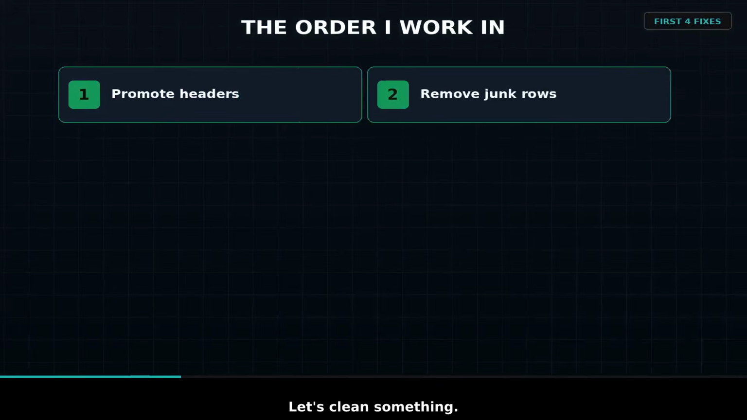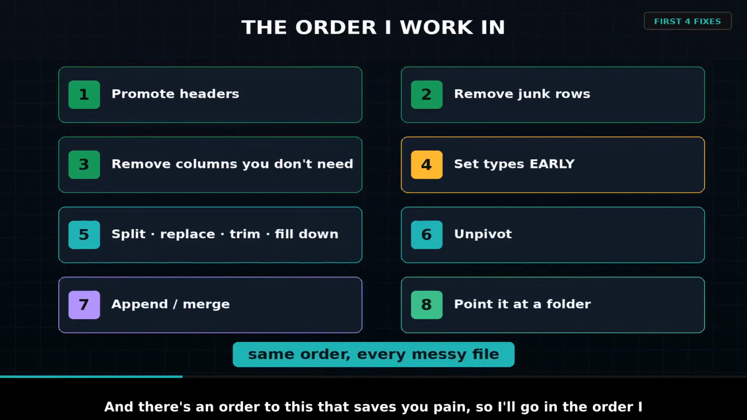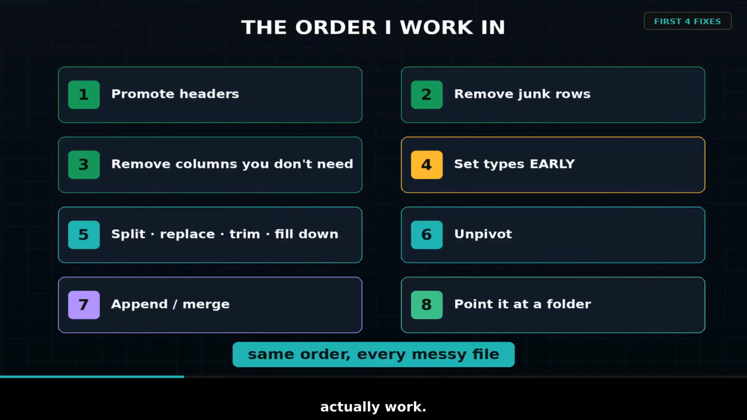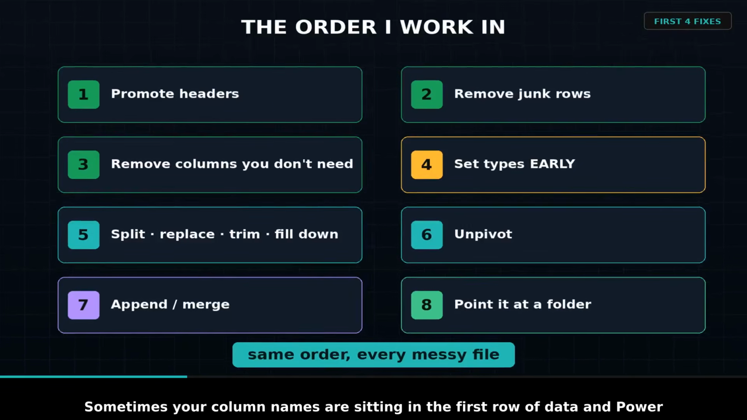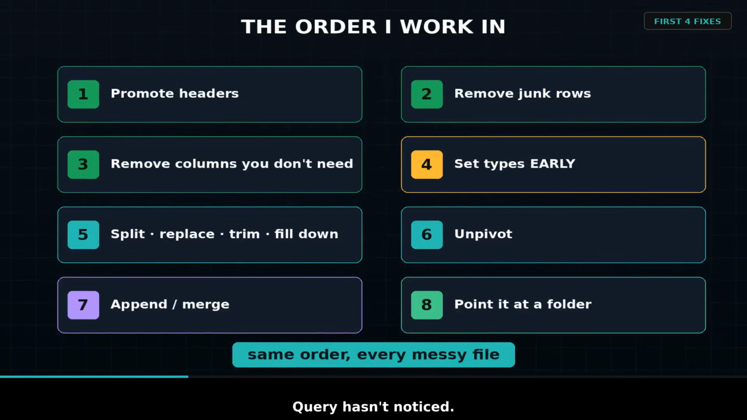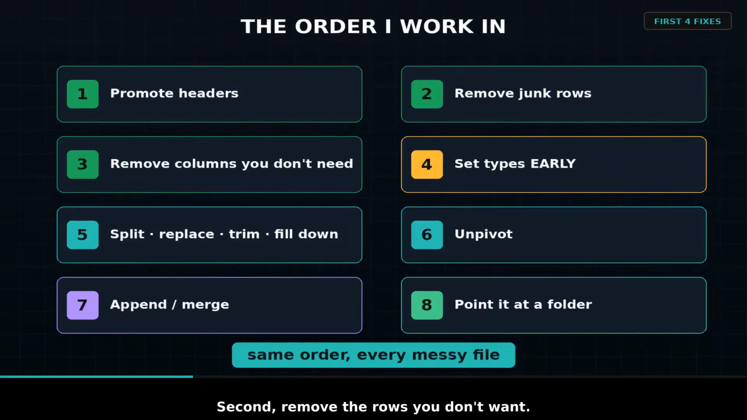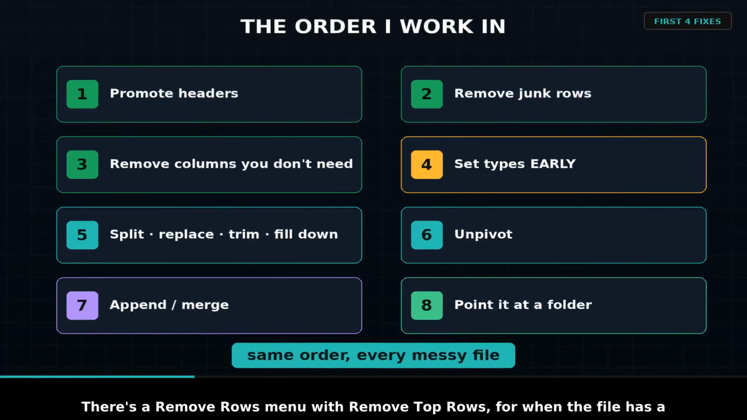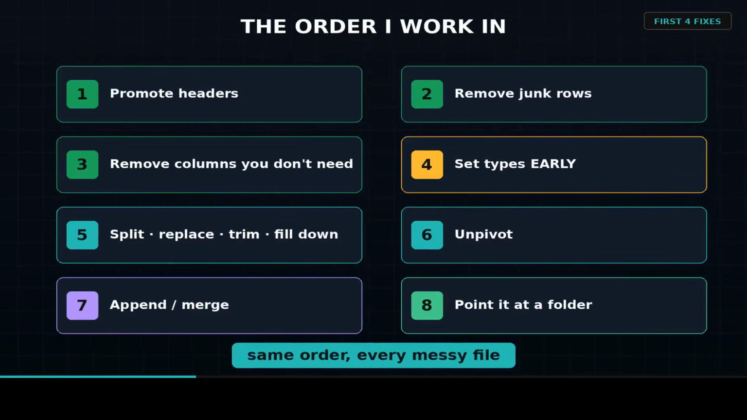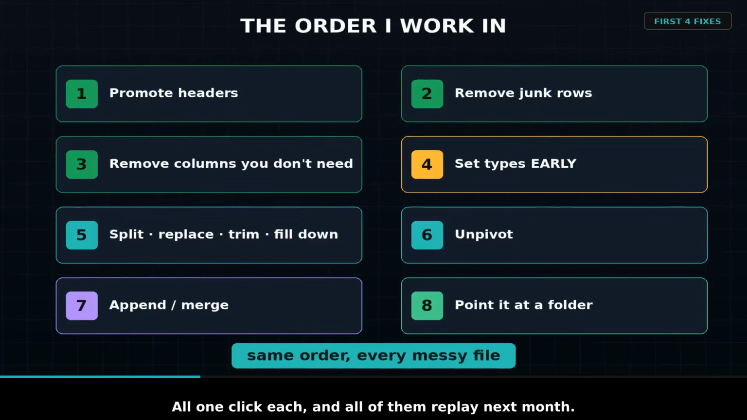Let's clean something. And there's an order to this that saves you pain. So I'll go in the order I actually work. First, promote your headers. Sometimes your column names are sitting in the first row of data and Power Query hasn't noticed. There's a button, Use First Row as Headers. One click. Second, remove the rows you don't want. There's a Remove Rows menu with Remove Top Rows for when the file has a title block and a logo above the data. Remove blank rows, remove duplicates, and remove errors. All one click each, and all of them replay next month.